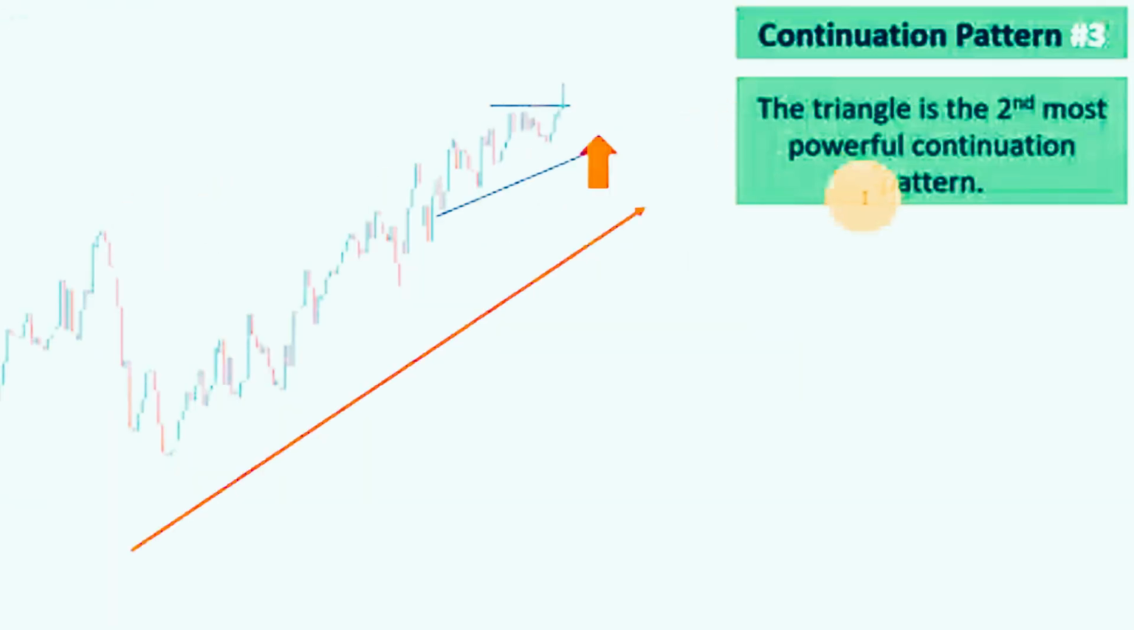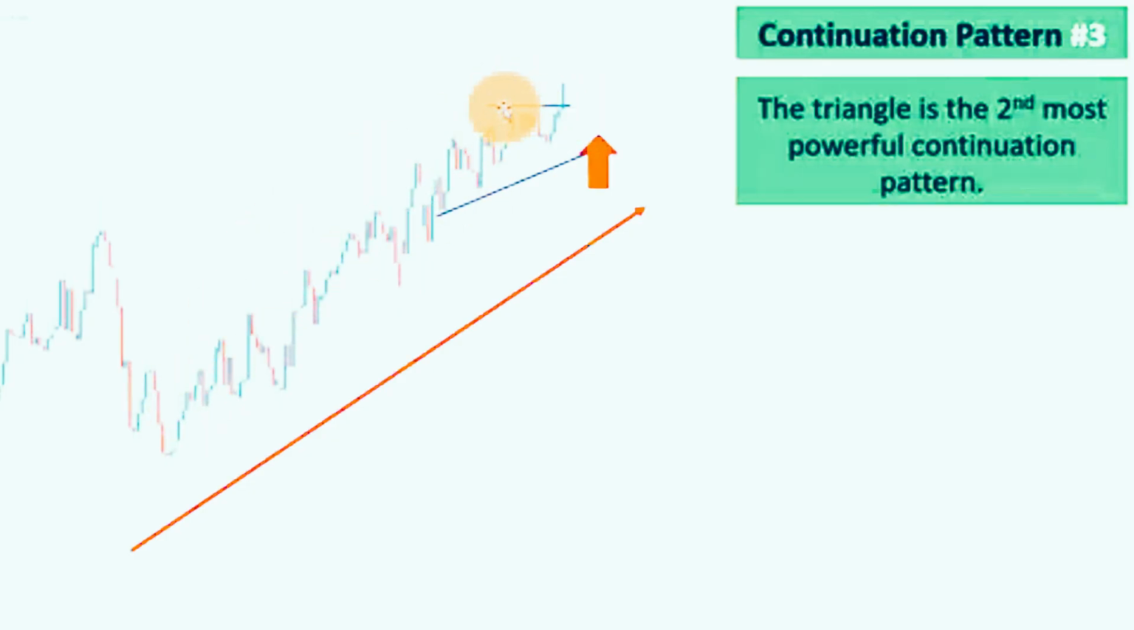Another great continuation pattern is the triangle. In my personal experience, the triangle comes right after the flag, and triangles have a horizontal level at the top. So a triangle here has a resistance that is for now showing the pause of the ongoing trend. So the market is in an uptrend, then the triangle is being established.